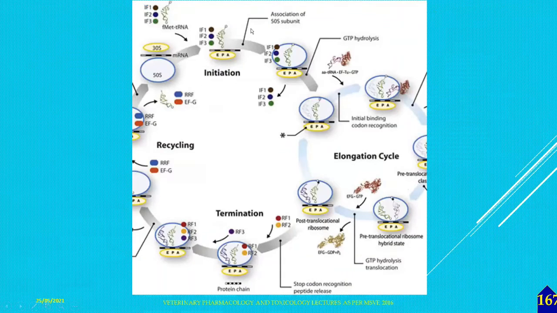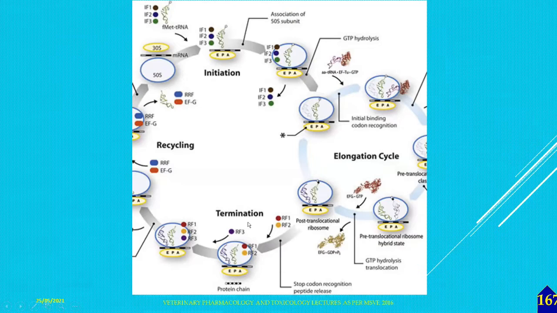So this is the same. Here, in initiation, the three initiation factors bind with the initiation proteins, and GTP hydrolysis occurs. Then the initial binding of the codon to this particular protein occurs. Then the same step will repeat. That's the elongation cycle. Then the protein is expressed in the form of the peptide chain.